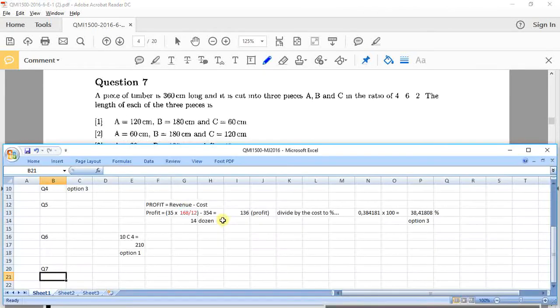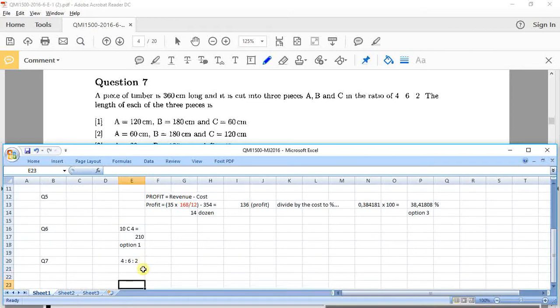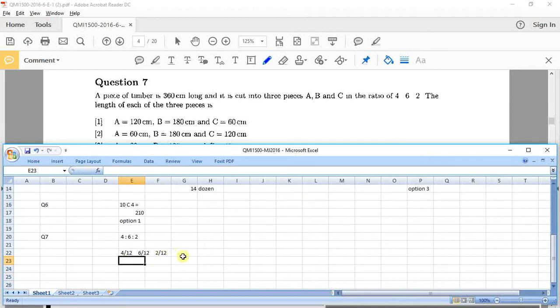Question 7. A piece of timber is 160 centimeters long and is cut into 3 pieces in the ratio of 4:6:2. So that means I've got 12. So 4/12, 6/12, 2/12. Does it make sense? Yes. Okay, they want to know what the length of all the timber is. That's easy. 360.